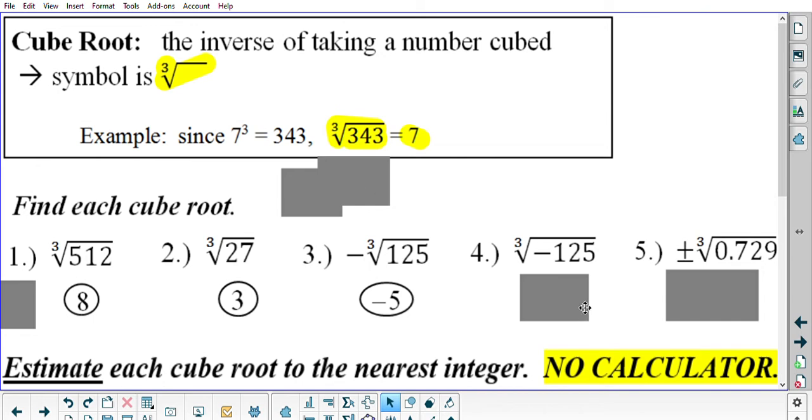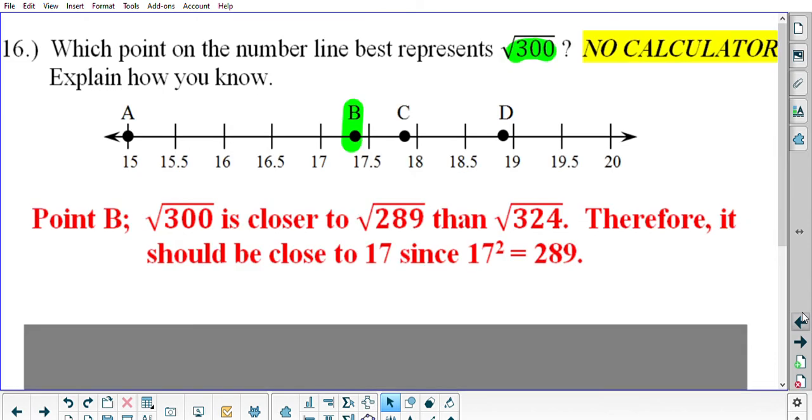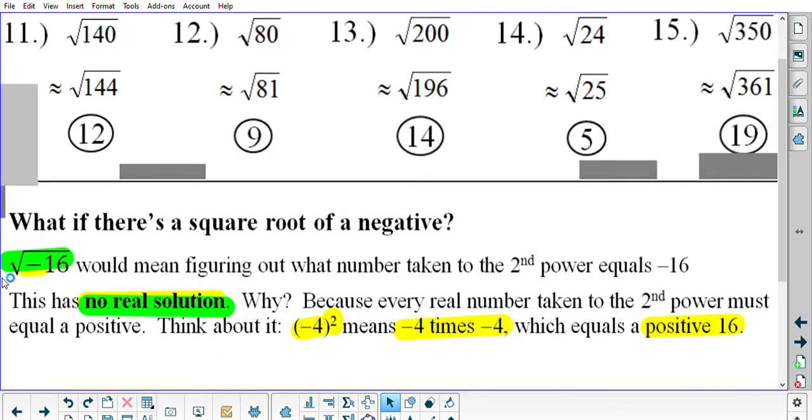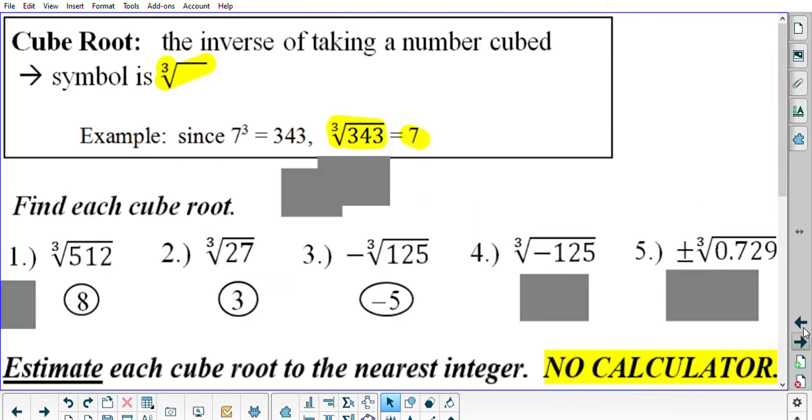Now, problem number 4. This was a slightly tricky problem. You might have remembered how I just got done teaching you that if you have the square root of a negative, then there's no real solution because there's nothing times itself that could equal a negative. A negative times a negative would equal a positive. But having said that, problem number 4 is the cube root of a negative. What happens if you take a negative times a negative times a third negative? You actually get a negative answer. So if you thought number 4 had no solution, you are wrong.